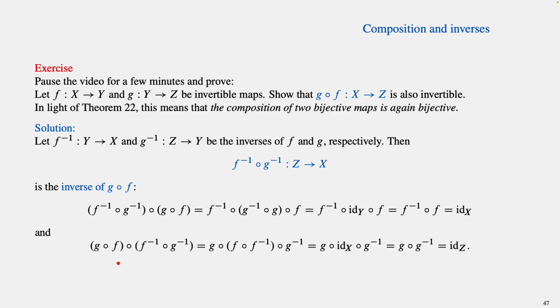And similarly for the other direction, if I compose g composed with f composed with f^-1 composed with g^-1, I can move the parentheses to look at these two. These cancel out to the identity on X. So I can just drop this. Then I get g composed with g^-1, but this is the identity on Z because g was assumed to be invertible. And those two together simply mean that this is indeed the inverse of g composed with f, and that shows that g composed with f is invertible.